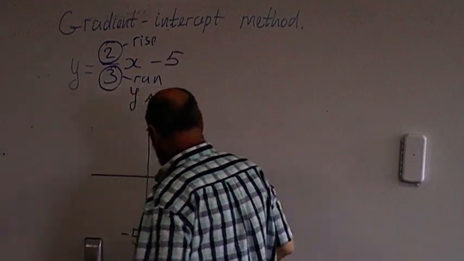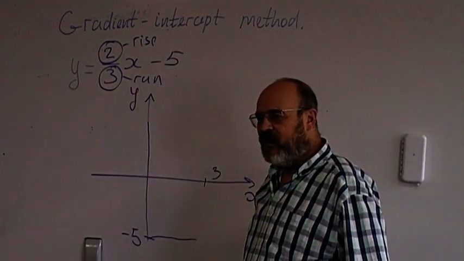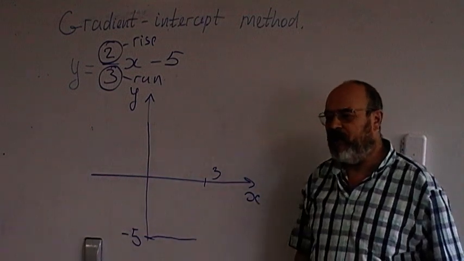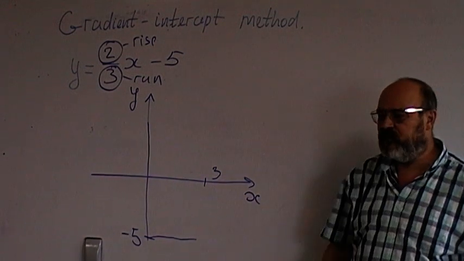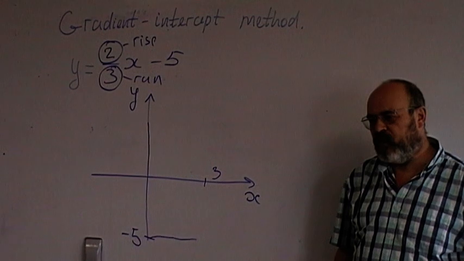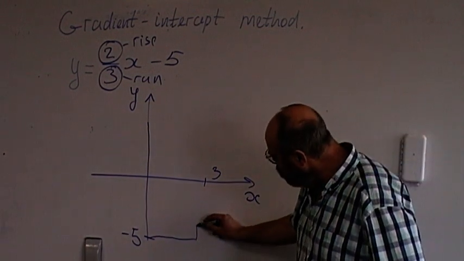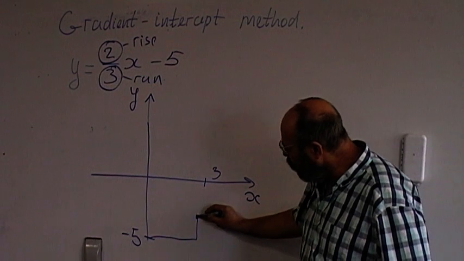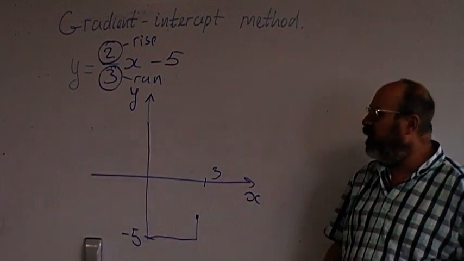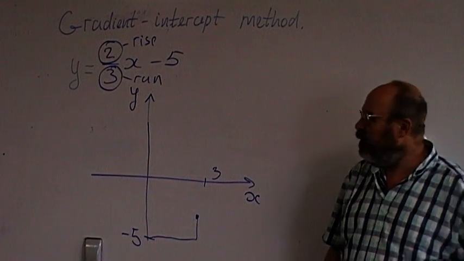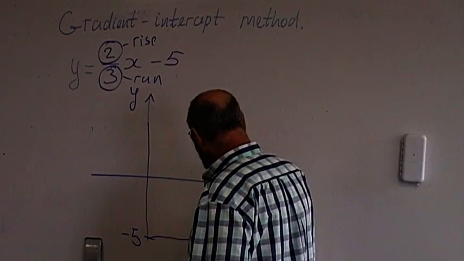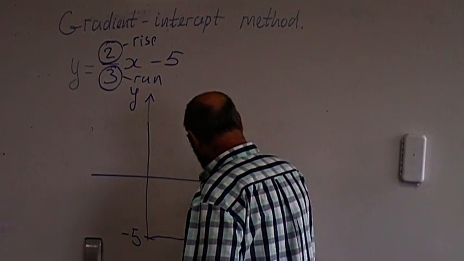Rise is the change in y, going up. And we're going up by 2. So where will we arrive if we go from minus 5 up by 2? Minus 3. So this point becomes (3, negative 3).